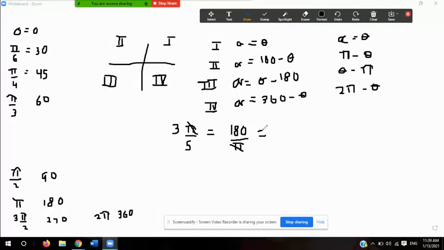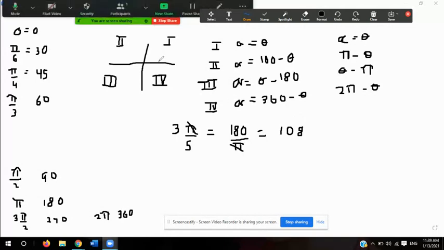And divided by 5, and that would be 108. So I know that it's 108 degrees. So 108 degrees would be in quadrant 2, because remember, quadrant 1, this is 90, this is 180.